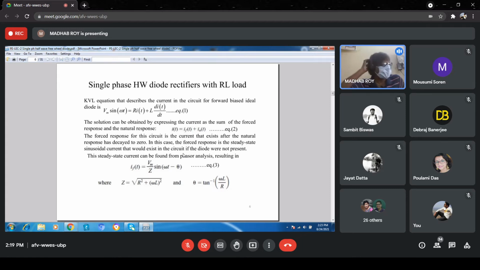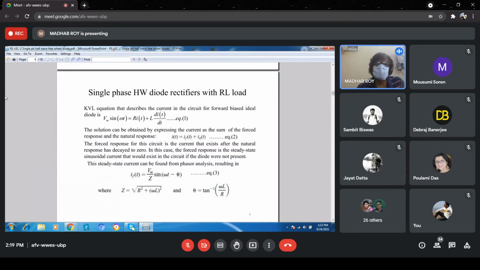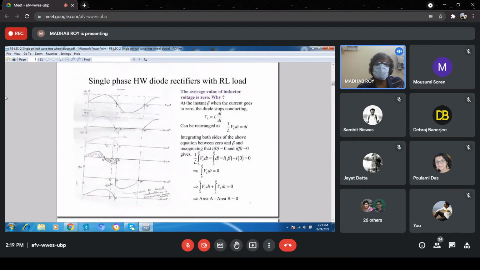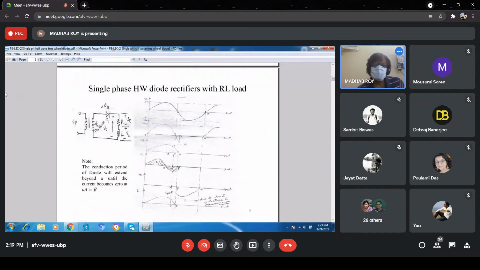Now we can discuss some equations. This equation is basically the mathematical part. In mathematics, this is called a differential equation, because if we go to the circuit, you can observe the circuit. In this circuit, the source voltage is a sinusoidal source, and when the diode is conducting, it is short circuited, and it is called the RL load. So what will be the KVL for this? If the current is i, the KVL will be Ri plus L di/dt.